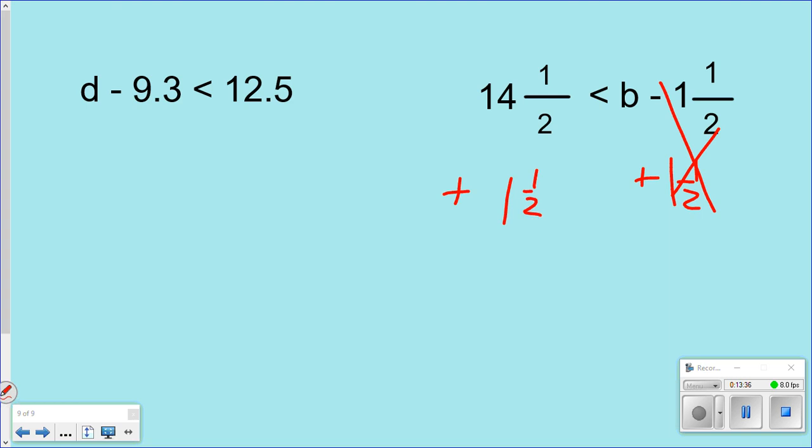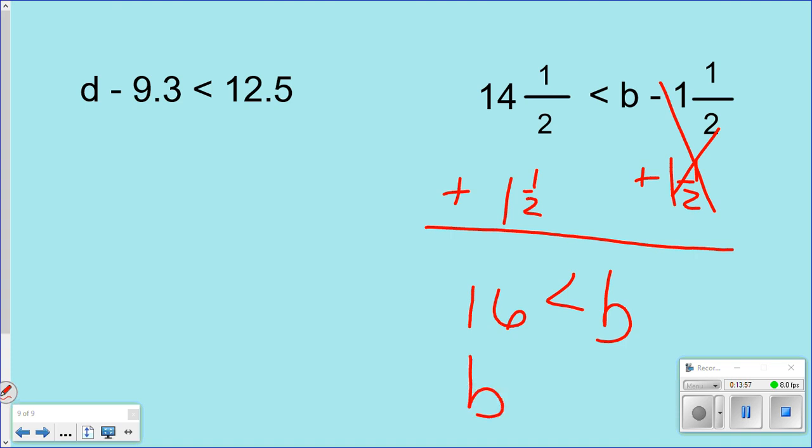Go for it. So a lot of times people think, well, my b has to go first. You write it in the order of how it's left. So b comes down, this comes down, and what's 14 and a half plus 1 and a half? 16, yeah, 16. So you can have this as your answer, or if you'd rather flip it around so you have your b first, you can do that too.